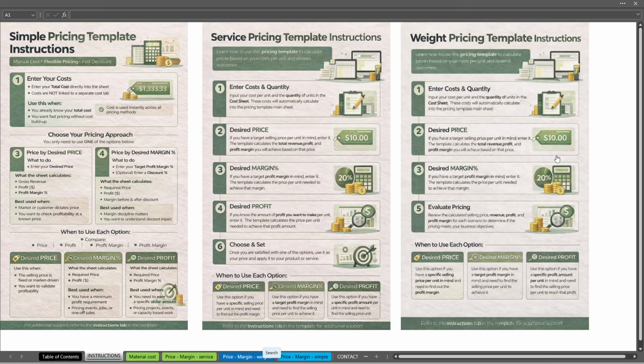Anyway, based on those, you can decide how exactly you want to use the sheets and then what exactly you want to price.